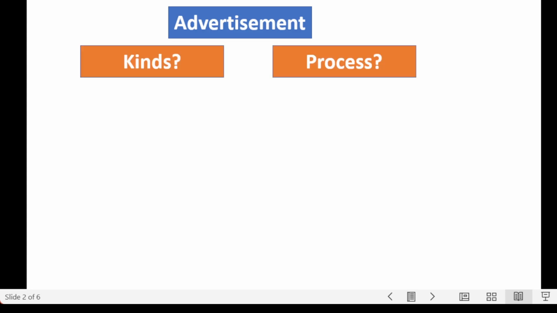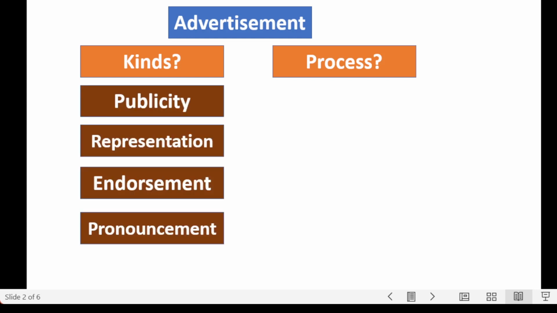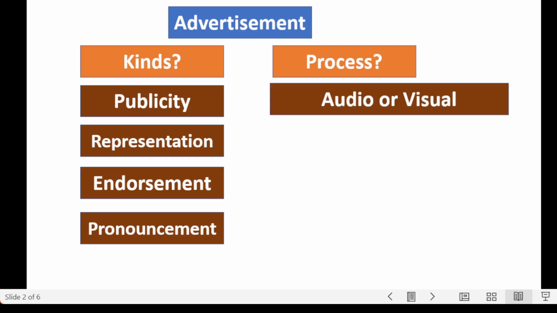When we talk about advertisement, we are speaking about two different aspects of it. What are the different kinds of advertisement that are possible, and what kind of different processes are adopted in preparing an advertisement and communicating the advertisement of a product or service. When it comes to kinds, there are four kinds of advertisement. I will take up each one by one in detail: publicity, representation, endorsement, and pronouncement. This part I'm going to talk about now. Later I'm not going to touch upon it.